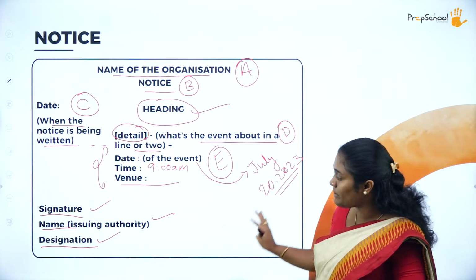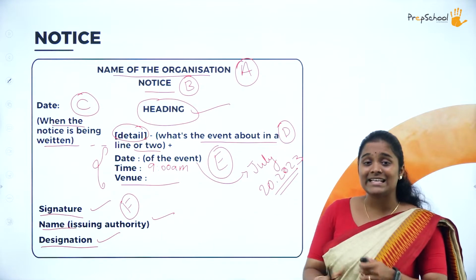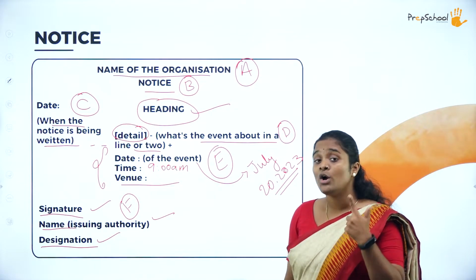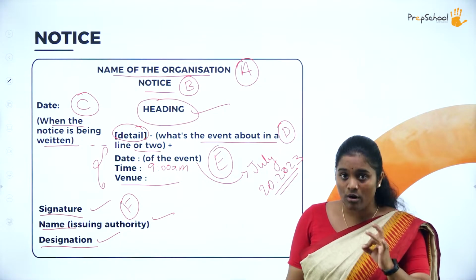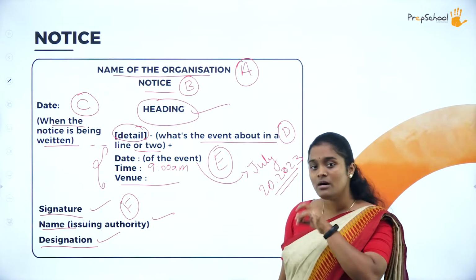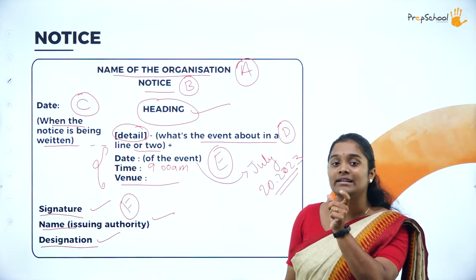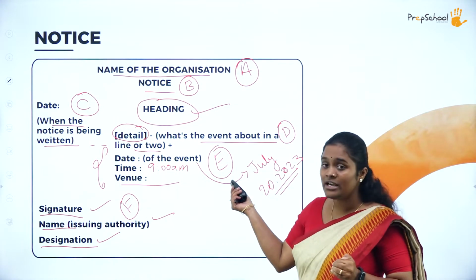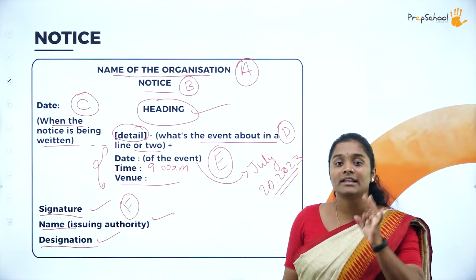So I hope the format of the notice is clear. So this one we'll keep as F. A is the name of the organization, all caps, center, first line. Second line, B, notice, all caps in the center. And we have C, which is the date when the notice is being issued, at the left hand corner, or after the margin. Then in the same line or in the next line, you'll find at the center the heading of the notice. What is this about? Later on in the next line, which is E, D is over, what's the event about? E, you'll find D, T, V: date, time and venue.